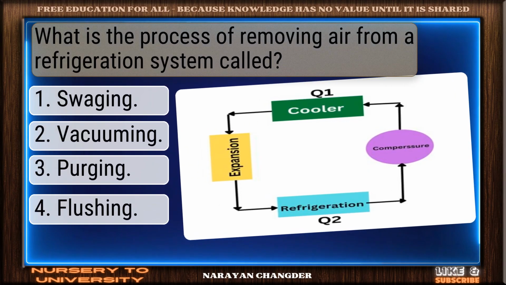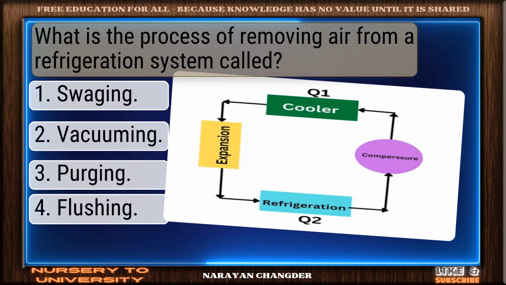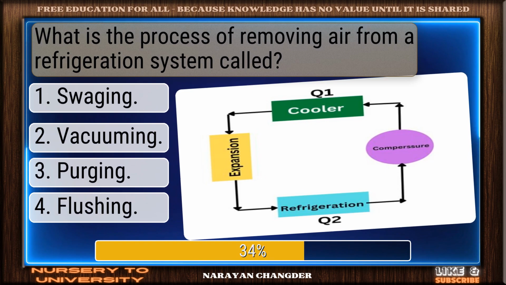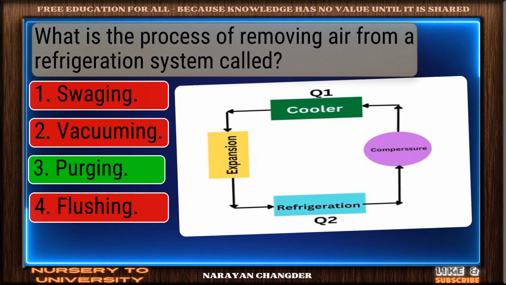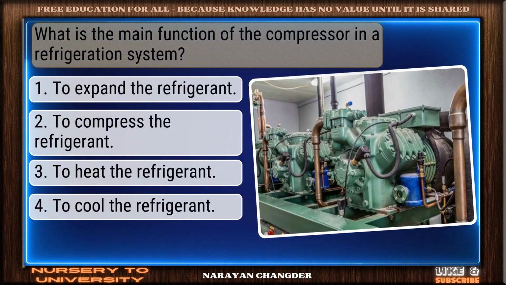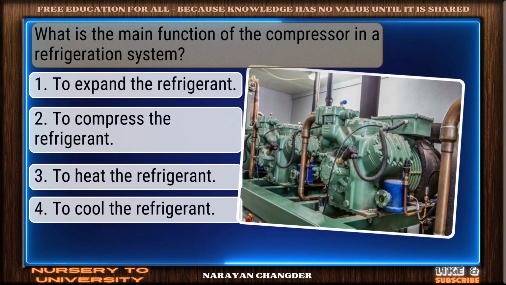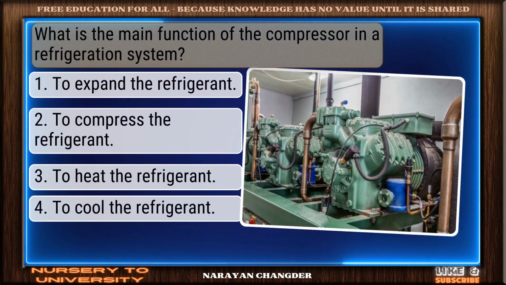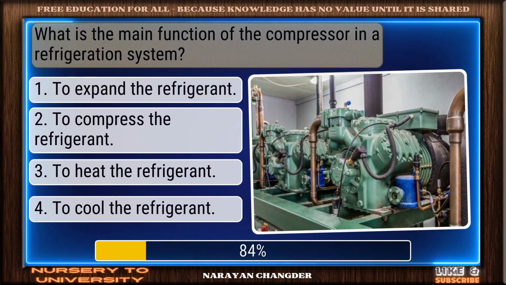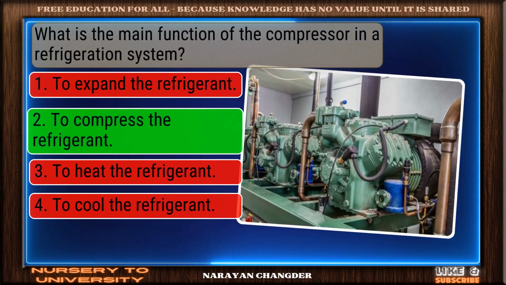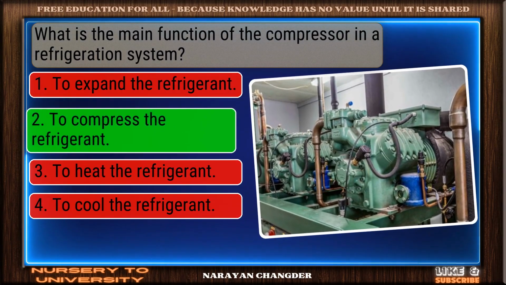What is the process of removing air from a refrigeration system called? Hot. Bravo! Purging is the answer. What is the main function of the compressor in a refrigeration system? Exactly. To compress the refrigerant makes sense and it is the right choice.